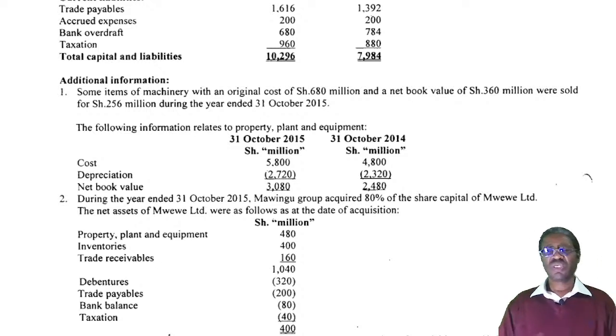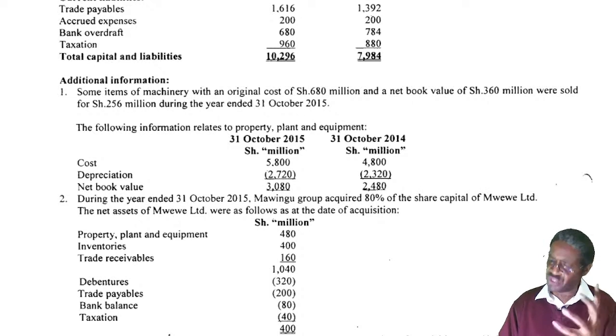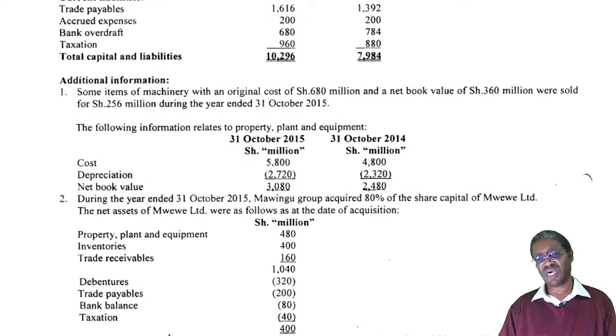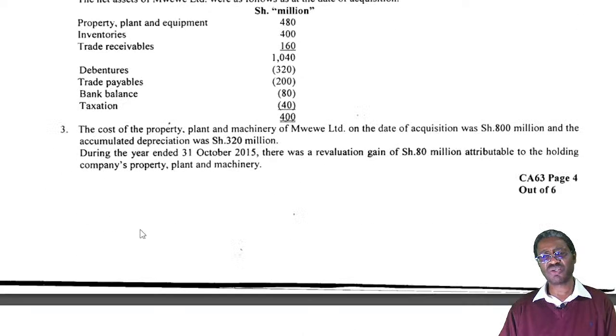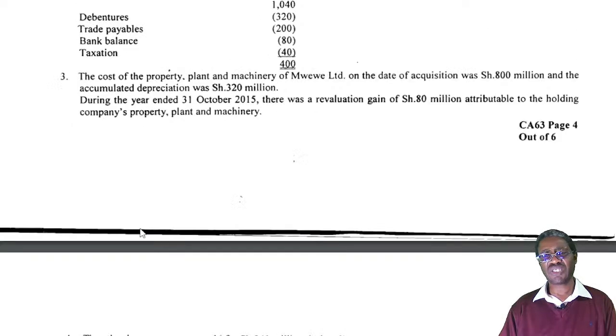Number 2, they are saying during the year ended 31st of October 2015, Mawingo Group acquired 80% of the share capital of Mwewe Limited. The net assets of Mwewe Limited were as follows as at the date of acquisition. Of course, there is nothing non-cash. So we leave it. We go to the next item from the additional. Is there any other non-cash item?